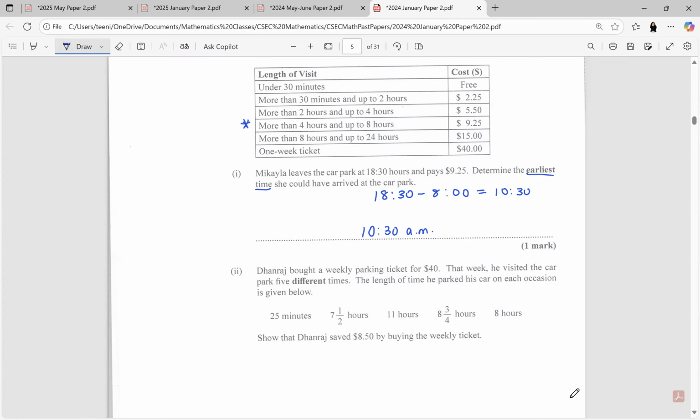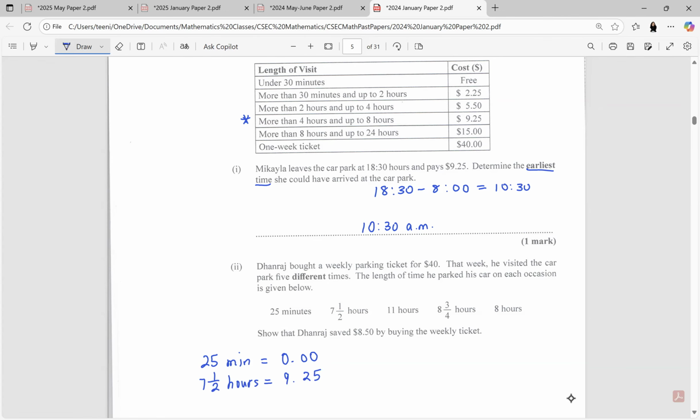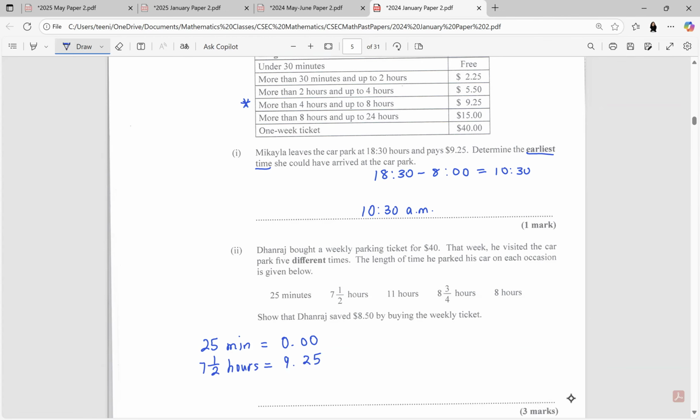So for the 25 minutes, Josh, how much would he have paid for that for the 25-minute period? Free, miss? Nothing, right? So he would have paid $0 there. Joshua, for the 7.5 hours, how much would he have had to pay? You will have to pay $9.25. $9.25 is correct. Faith, how much would he have had to pay if he stayed for 11 hours? You would have to pay $15.